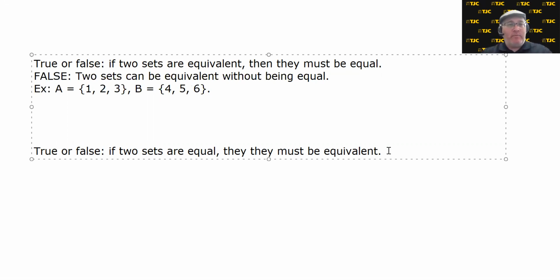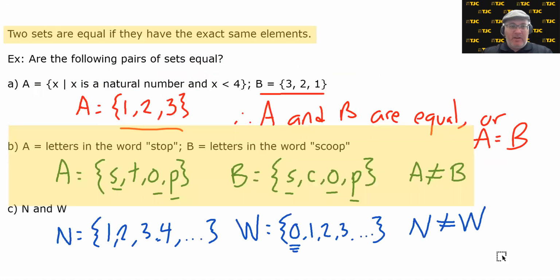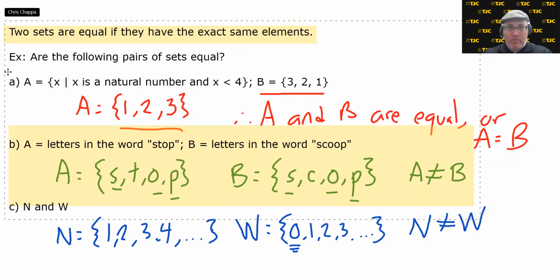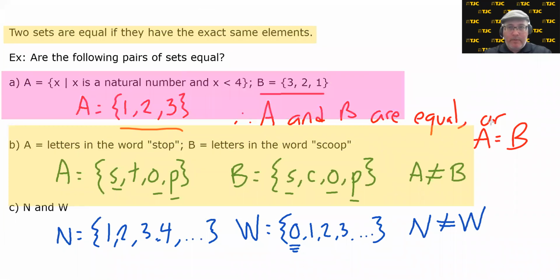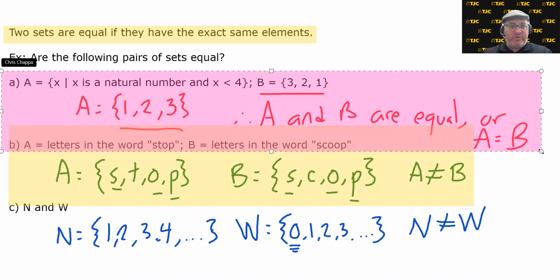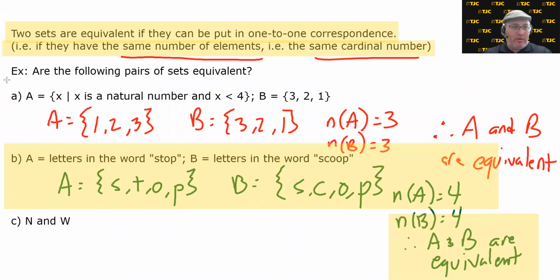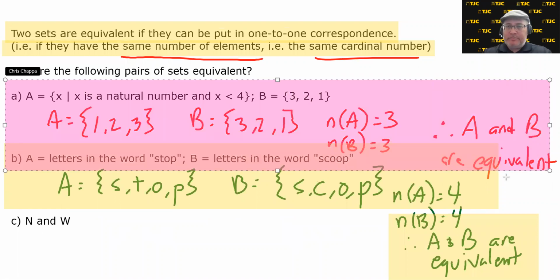What about this last one? If two sets are equal, then they must be equivalent. Well, let's check our examples. The only equal sets that we had here were in the first example, and I'm going to highlight them in a different color. Here we go. Those are the only two sets that we had that were equal. Were they equivalent? They were.